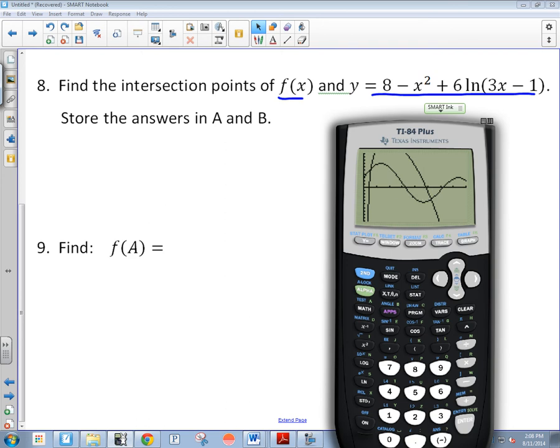Okay, I'll show you how to do the first one, and then we'll go to the second. Not only are we finding them, we're going to store their answers. So it's like what we did last time, but a little bit different. So second, calculate, intersect. So 5. And then I'm moving my cursor to that first place.